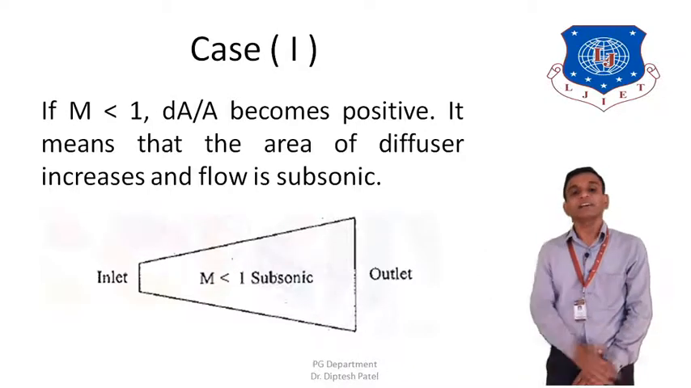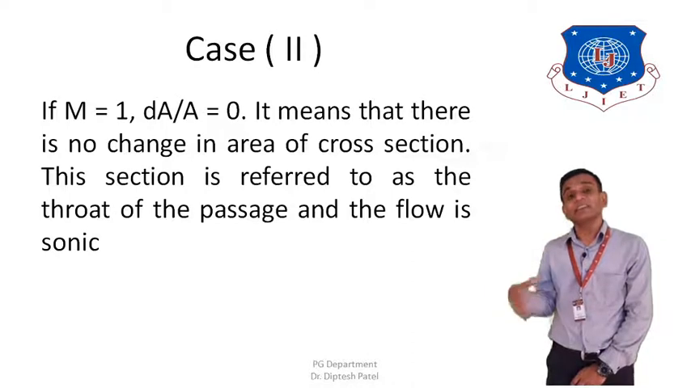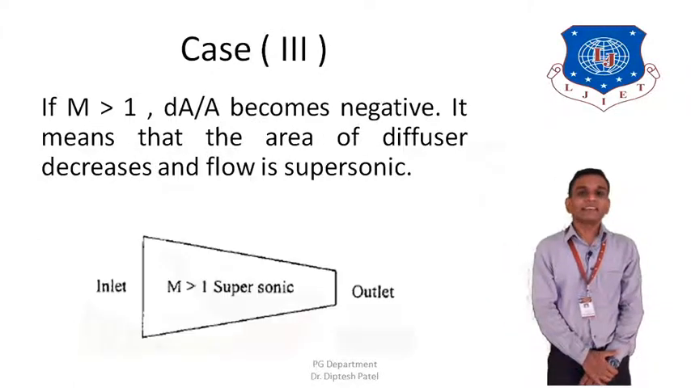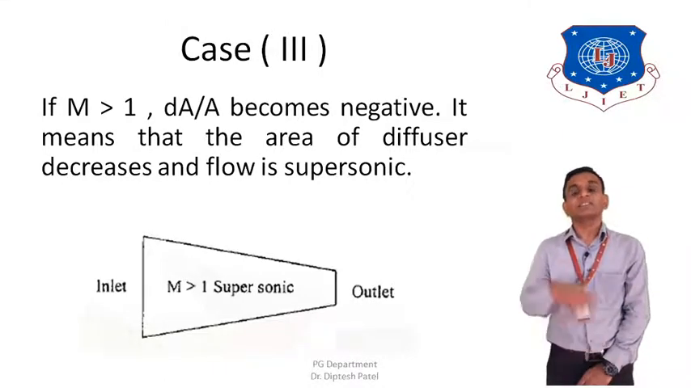Second case, let's consider M is equal to 1. So that is sonic flow. If we consider M equal to 1, dA upon A becomes 0. It means there is no change in the cross-sectional area, and therefore that particular section is known as the throat of the passage, and here the flow is sonic. And the last case in which Mach number is higher than 1 means supersonic flow.